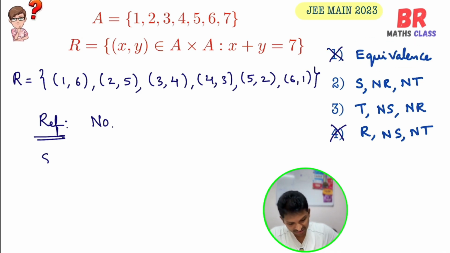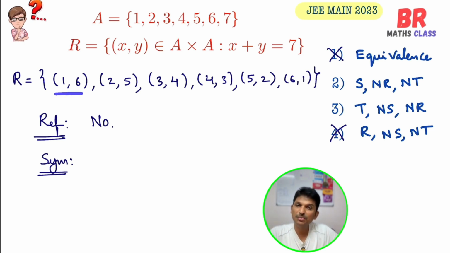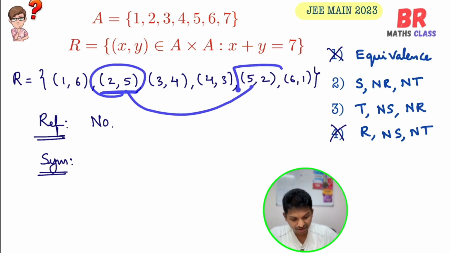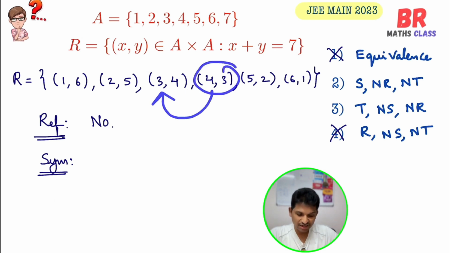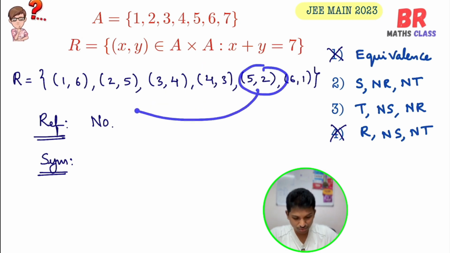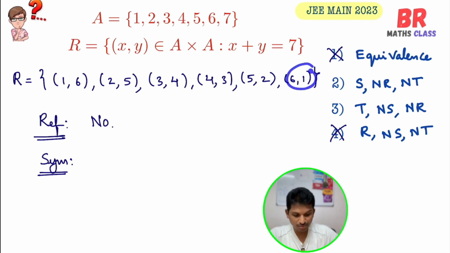Okay. Now I'll check symmetric. How to check symmetric? You take (a, b), is (b, a) there in this or not? For (1, 6), is (6, 1) there? Yes, it is there. For (2, 5), is (5, 2) there? Yes, (5, 2) is there. For (3, 4), is (4, 3) there? Yes, here it is. For (4, 3), (3, 4) is there. For (5, 2), (2, 5) is there. For (6, 1), (1, 6) is there. So clearly this relation is symmetric. Now you can eliminate some options.